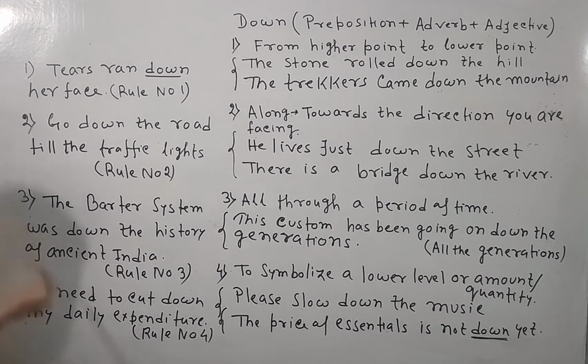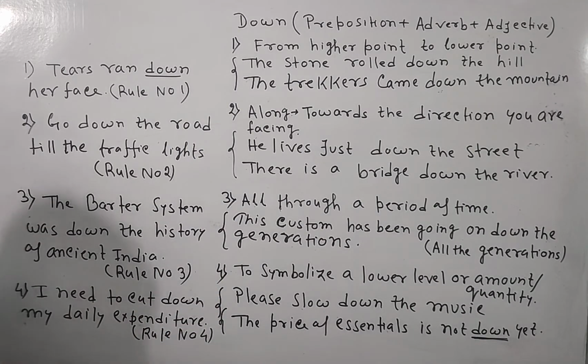Now if I look over the next example, the barter system. Barter system means if you give something, I will give you something. This kind of system is called the barter system. The barter system was down the generations. That means again rule number 3 is applicable. The barter system was on all through the time. So the barter system was down the history of ancient India. Rule number 3 is greatly applied here.